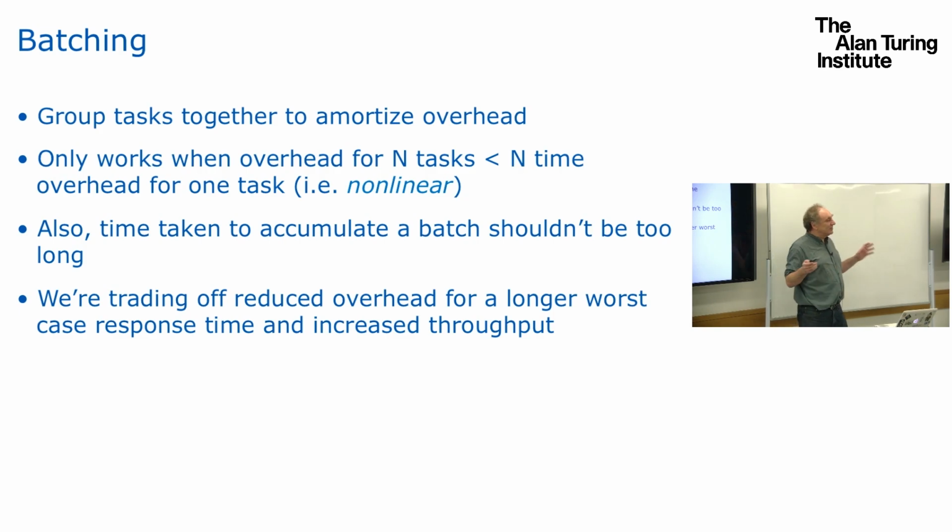Batching is another trick, and this is sort of a similar trick to pipelining, but it's where non-dependent tasks have some element of work that's the same, so you can amortize that bunch of work over a bunch of tasks.